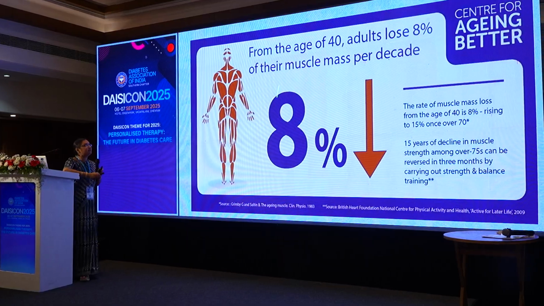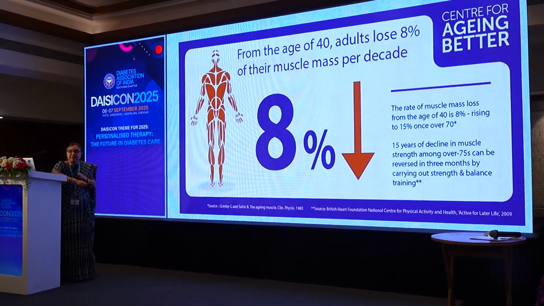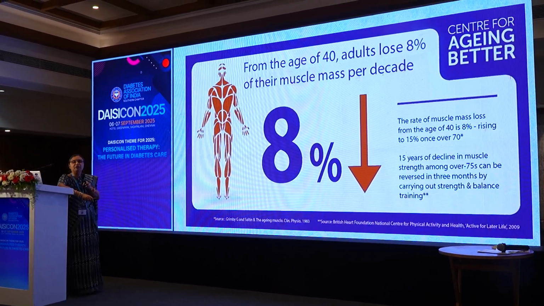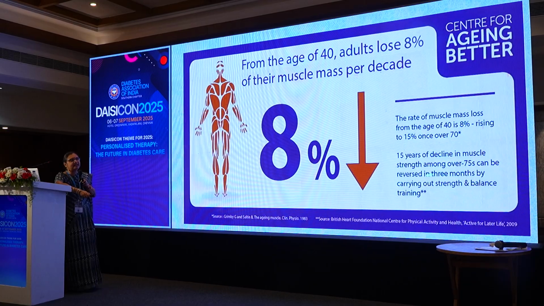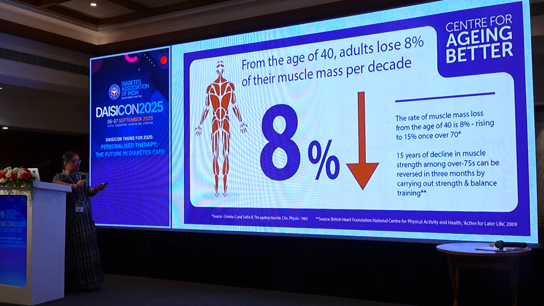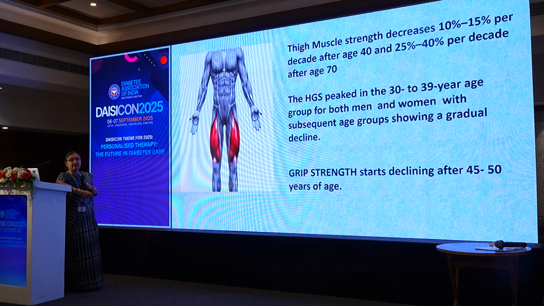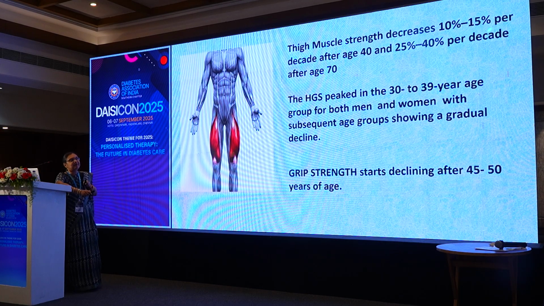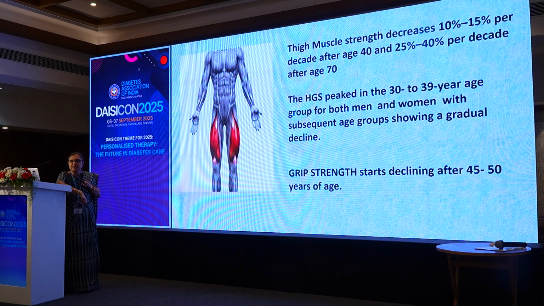So please remember, from the age of 40, adults lose 8% of muscle mass per decade. Very alarming. We talk only about heart and kidneys. And after 70 years, it increases to 15%. The muscle mass, without anything, age-related. And what about the muscle strength? Very alarming. There's a decrease of 10 to 15% per decade after the age of 40, and 25 to 40% per decade after 70. Unless we do some exercises, we cannot preserve this muscle strength.